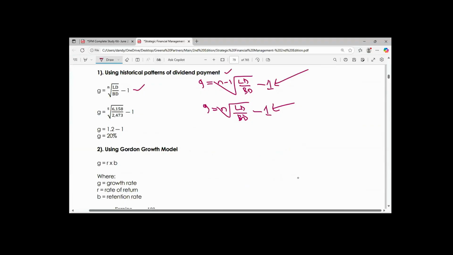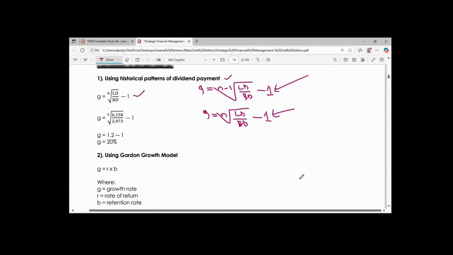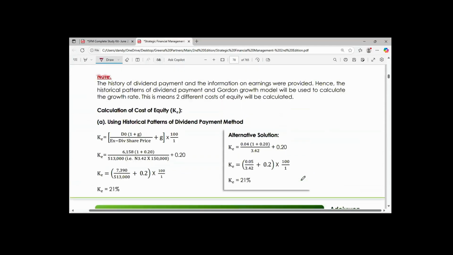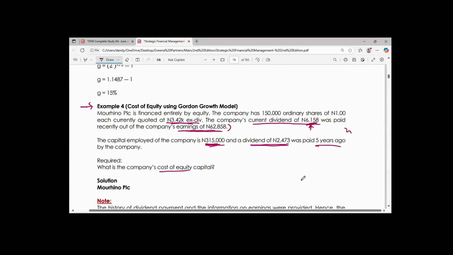So to now put the figures there, of course, you know that LD is the latest dividend, that is the current year dividend. The current year dividend is 6,158 according to the question. This is it. Let me remove all this so that we look neater.